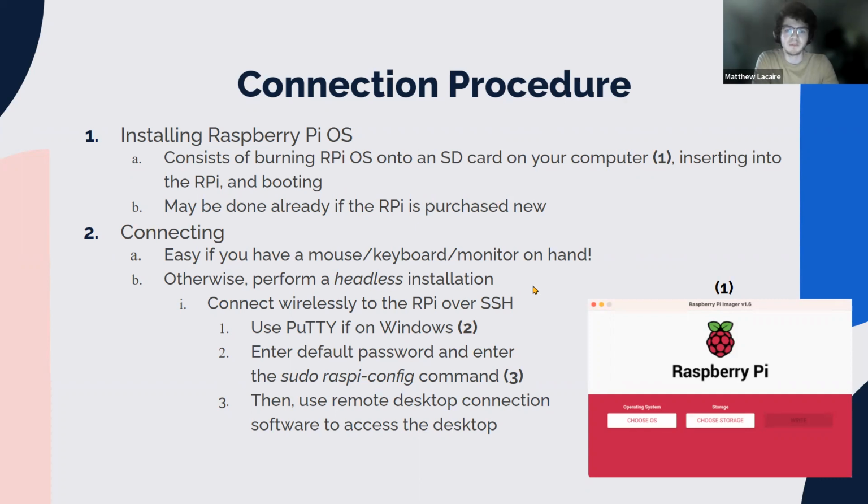But yeah, if you do not have them on hand, if you have just a Raspberry Pi and a wireless connection, that's where things get a little bit tricky. When you don't have access to the actual desktop environment, you can only communicate with it through the terminal remotely. This is called a headless installation. If anyone wants more information on that, simply look up Raspberry Pi headless installation information.